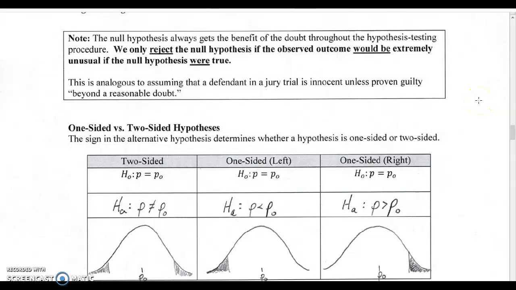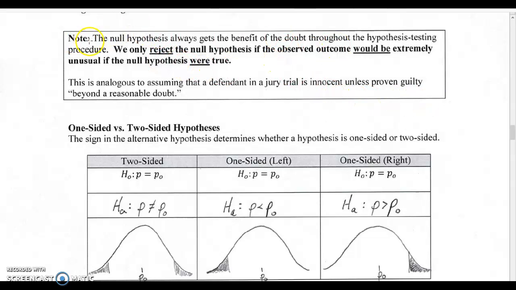We're now on page 116 in section 8.1. We're talking about hypothesis testing in general. We just got done talking about the null and the alternative hypotheses. So every hypothesis test will have two hypotheses. One's called the null and one's called the alternative.